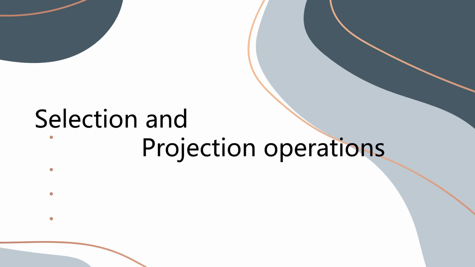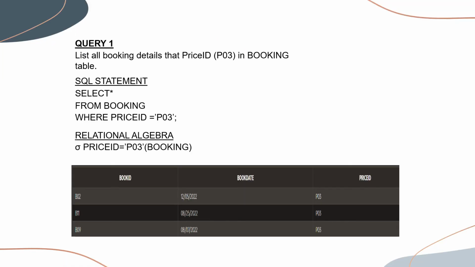selection and projection operations. For the first query, we will list all the booking details where price ID is P03 in the booking table. So this is the SQL statement, relational algebra, and the output.